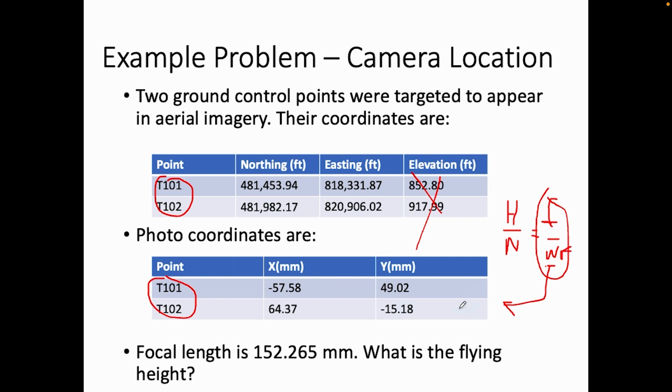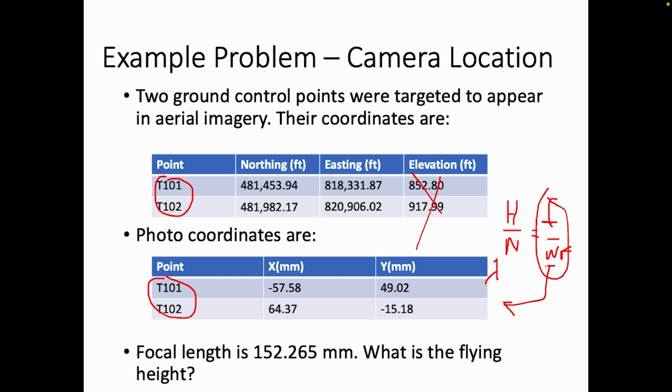Focal length, we already know, is 152.265, so we're going to divide those 2 numbers, and then we're going to multiply by the distance between these 2 points, which is this capital W here. We'll cross-multiply both sides by capital W, and that will give us the H, and that H is going to work out to be 2,903.21 feet high. So our drone is flying 2,903.21 feet high.